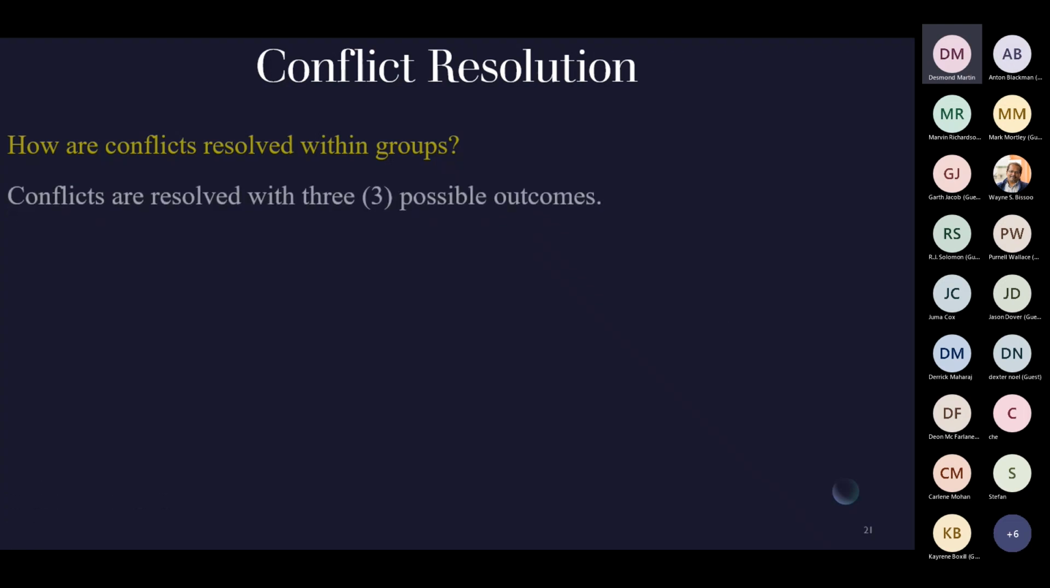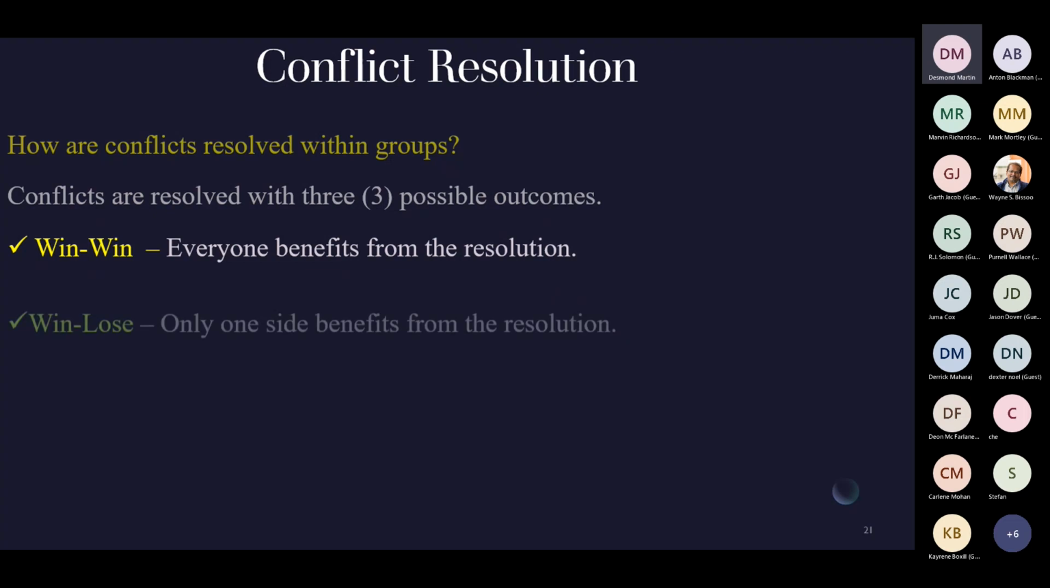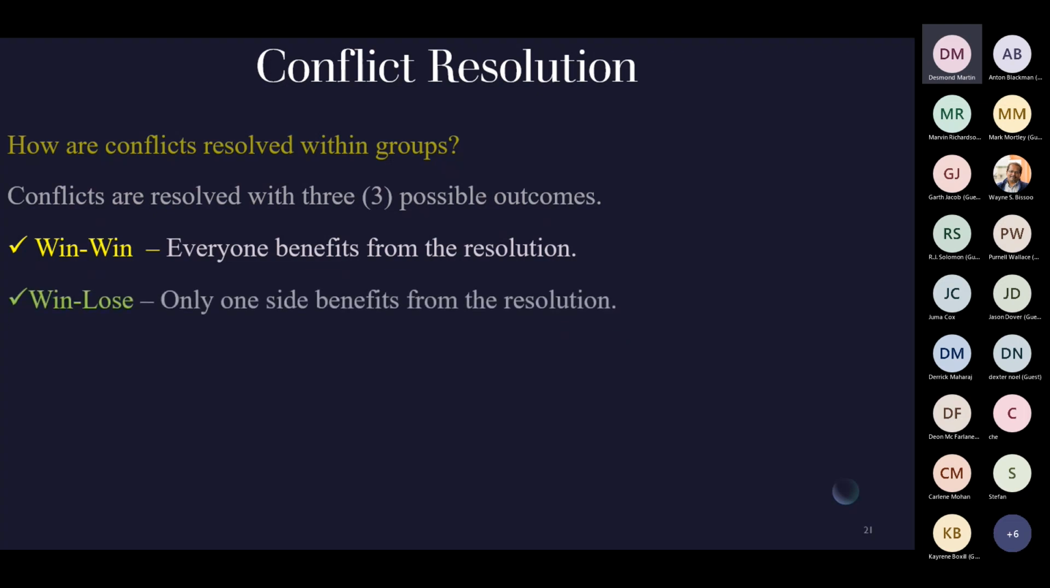Conflicts are resolved with three possible outcomes. You have the win-win, where everyone benefits from the resolution. Both sides are heard and are satisfied with the resolution of their differences. You have the win-lose, where only one side benefits from the resolution. One side uses power strategies to win by out-talking or putting down or rushing to a premature vote. But in the process, a loser is created.